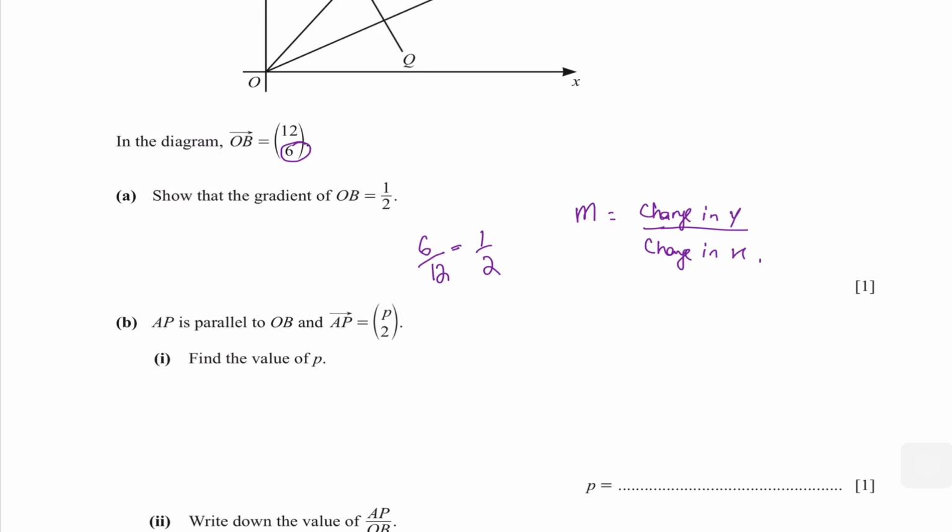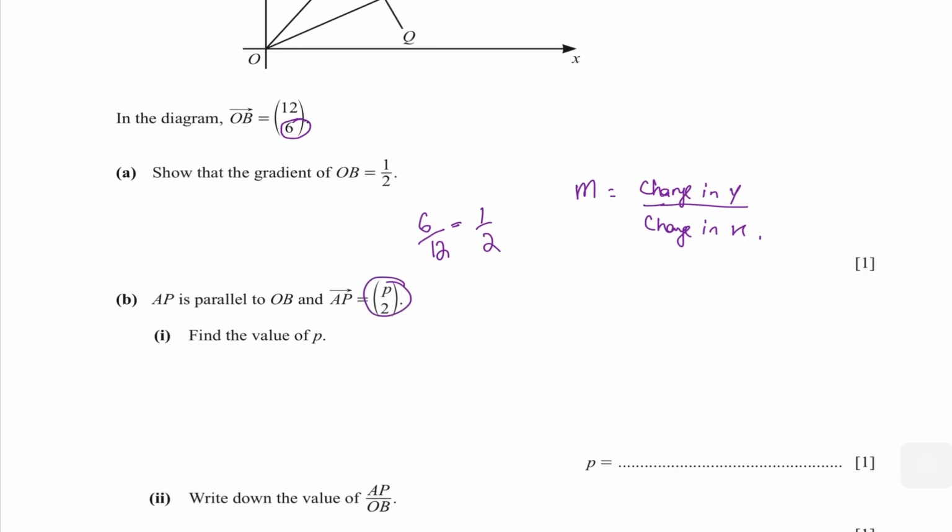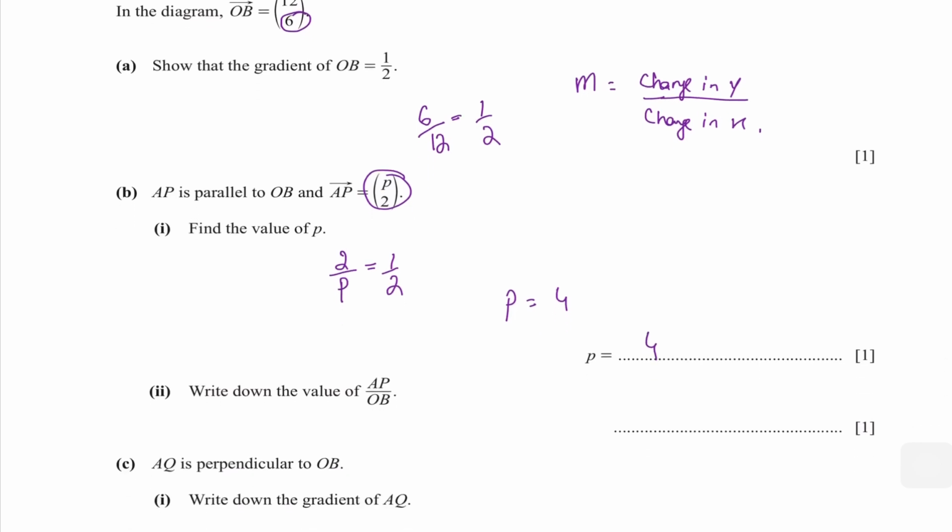AB is parallel to OP and AB is (P, 2). So that means the gradient of this will also be 1 upon 2. So if I want the gradient of this, I'm going to do 2 upon P is equal to 1 upon 2. Okay, I have again done the same thing. I've divided y by x. Now if I cross multiply, P is going to be equal to 4. So let's write down here that P is 4.